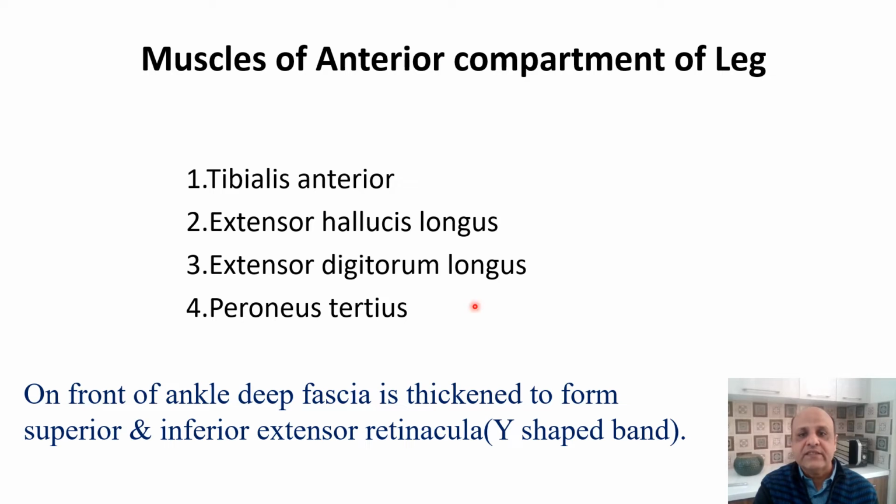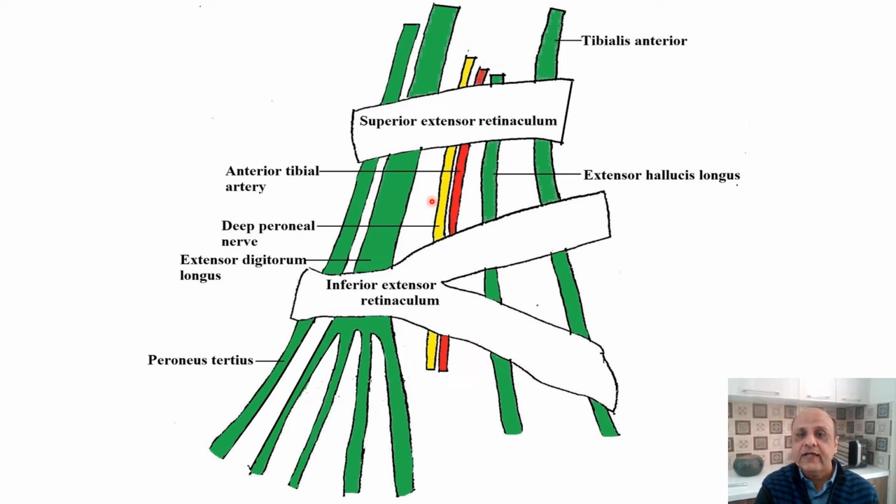So these are the muscles of the anterior compartment, and they pass deep to thickened deep fascia, the retinacula: the superior and inferior extensor retinacula as shown in this figure. So they are thickenings of deep fascia. The inferior extensor retinaculum is Y-shaped and the structures are passing deep to these retinacula. They are identified in relation to the retinacula from medial to lateral side.